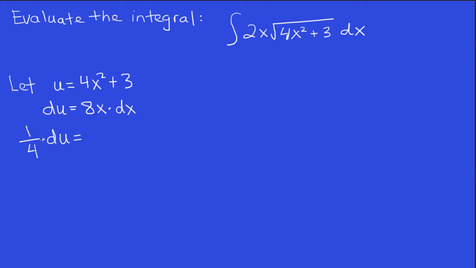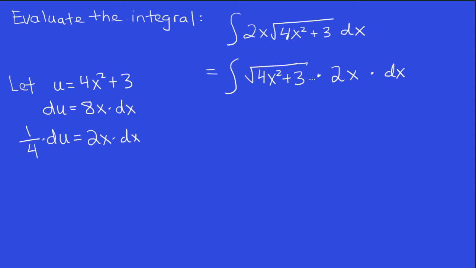When I multiply this side, I just have 1/4 times du. Over here, 1/4 times 8 is the same as 8 divided by 4, which is 2. So I have 2x dx. And that's what I wanted. Now let's see why that's good. I'm just going to interchange the order of these two to make things more clear: root of 4x squared plus 3 times 2x dx. You don't have to write these dots really, but now here's the whole point.